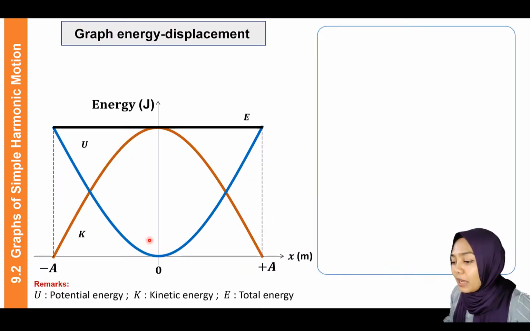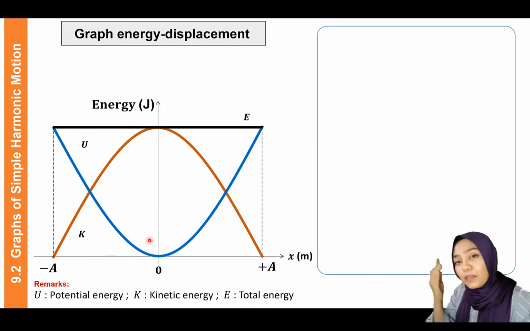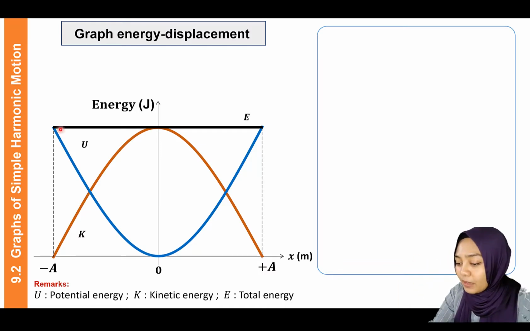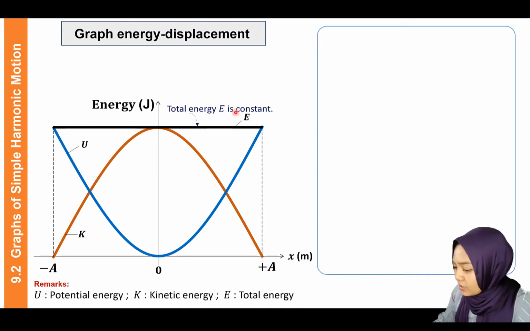Next, we look at the energy-displacement graph. We've learned in a previous video that this is the potential energy, this is the kinetic energy, and the total energy, the summation of these two types of energy, is constant, E. Right, so the total energy is constant.